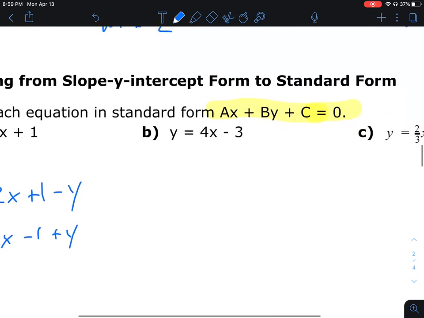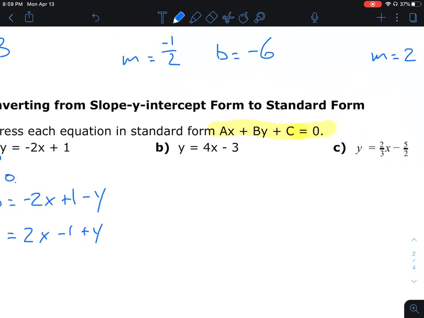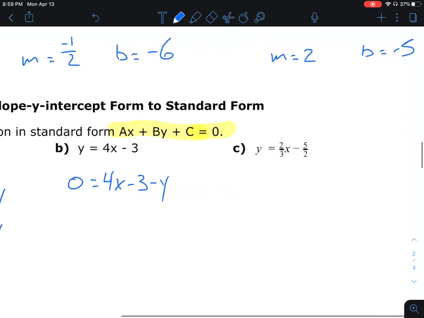Second equation, y equals 4x minus 3. Again, setting one side equal to 0. So I'm going to be setting my left side to 0. That means I brought my y over. 4x minus 3 minus y. Does everything satisfy? Yep, my positive is here. They are integers. They're not fractions. So that's pretty straightforward. All right, last one here.